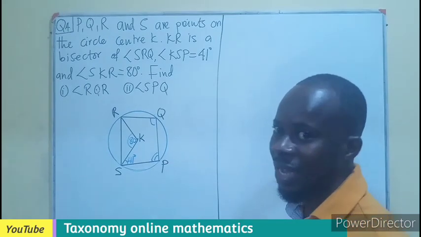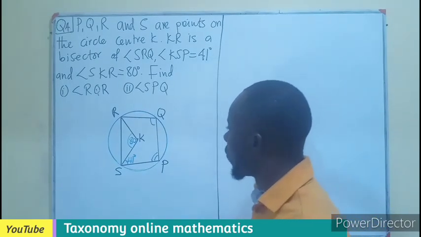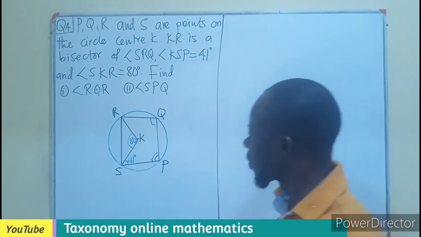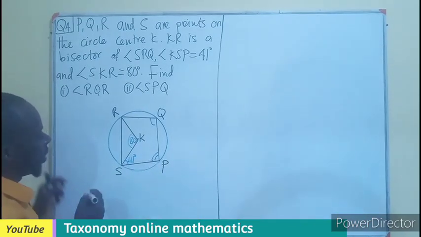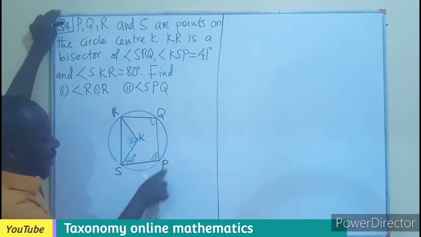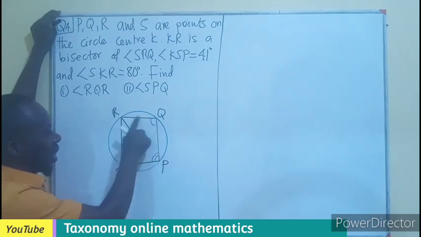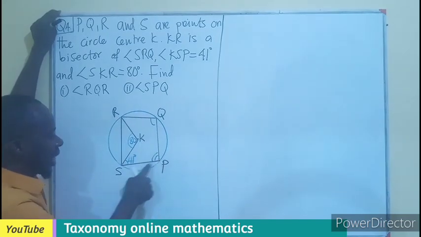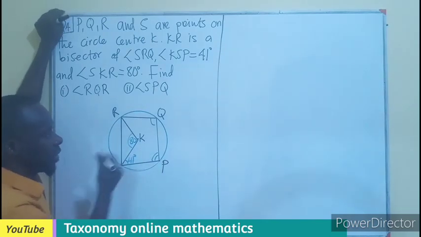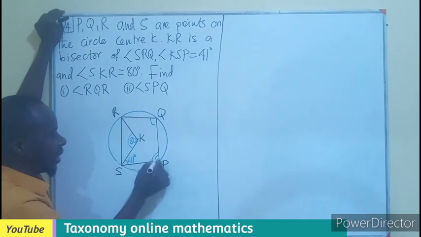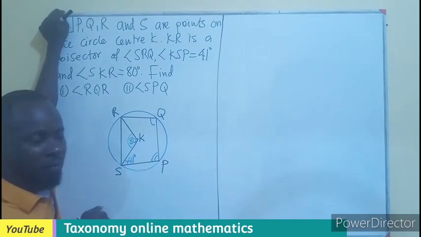Since this is a circle theorem, we need to employ some of the theorems in order to find the missing angles. Beginning with the first: if you see a circle with a four-sided figure, a quadrilateral, having all the vertices touching the circumference, then that becomes a cyclic quadrilateral.